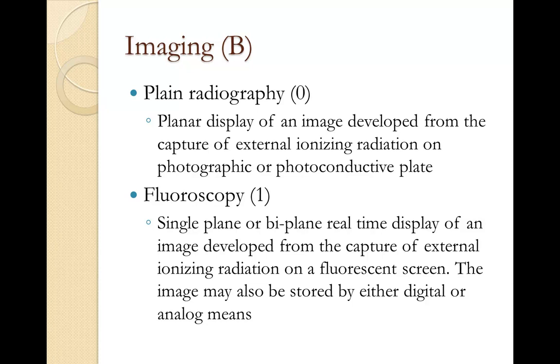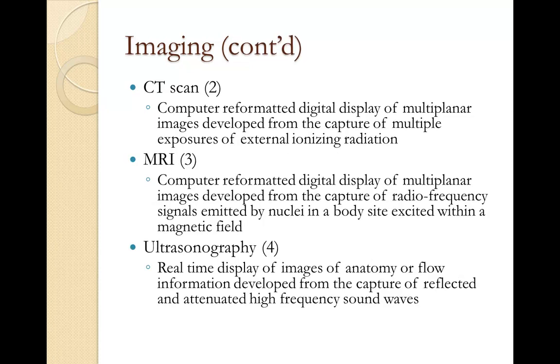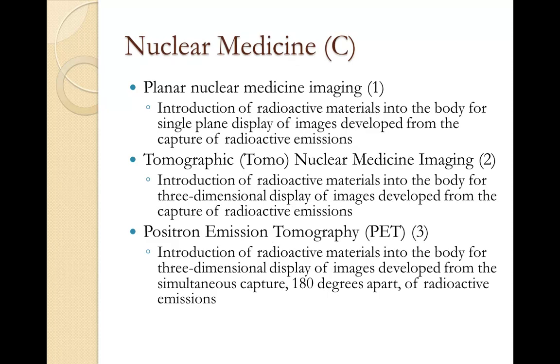All right, so our root types, we have plane radiography, so planar display of an image developed from the capture of external ionizing radiation on photographic or photoconductive plate. This is what we generally think of as an X-ray. Fluoroscopy, we're using a fluorescent screen in that case. CT scan, we have MRI, we have ultrasonography. I'm going to get into the definitions of these.